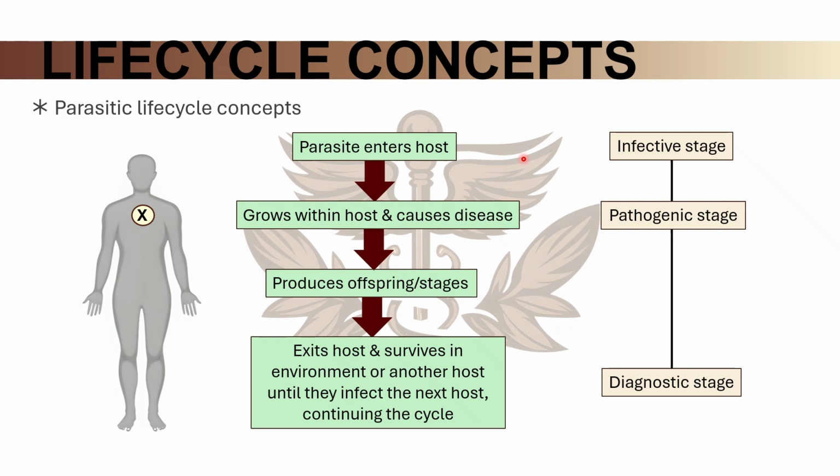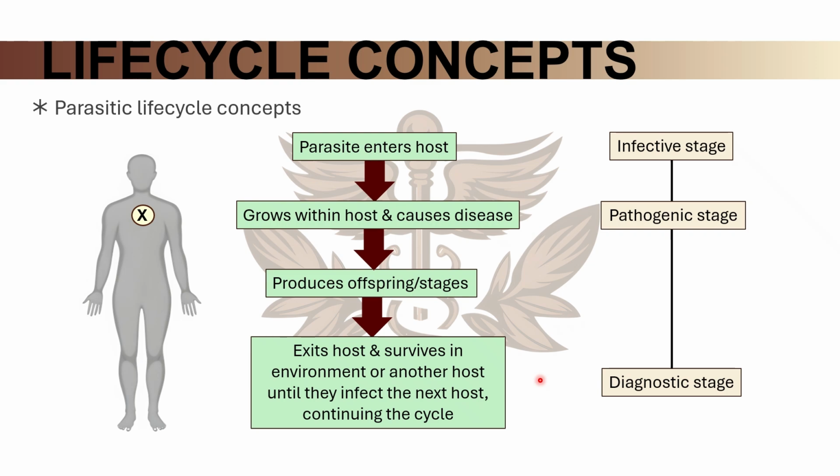First, the parasite enters and infects human being X. This stage is called the infective stage. The parasite then grows, multiplies, and causes disease in human being X. This is called the pathogenic stage. The parasite produces either offspring or other stages, after which they leave human being X and survive outside the body until another human is affected to continue the cycle.